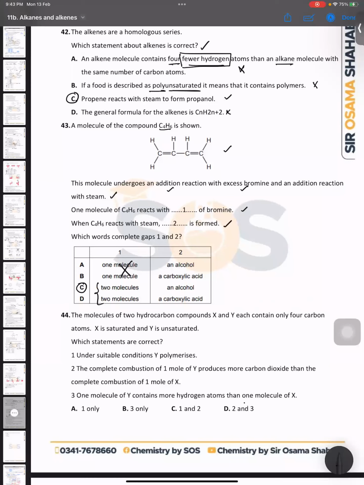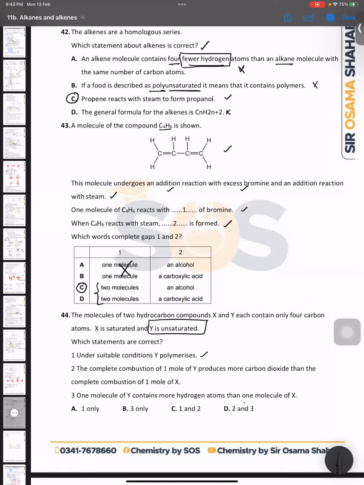And then 44 is saying the molecules of 2 hydrocarbons, compound X and Y, each contain only 4 carbon atoms. X is saturated and Y is unsaturated. Which statements are correct? Under suitable conditions, Y polymerizes. So Y is actually unsaturated, so it can polymerize. That is the right thing.